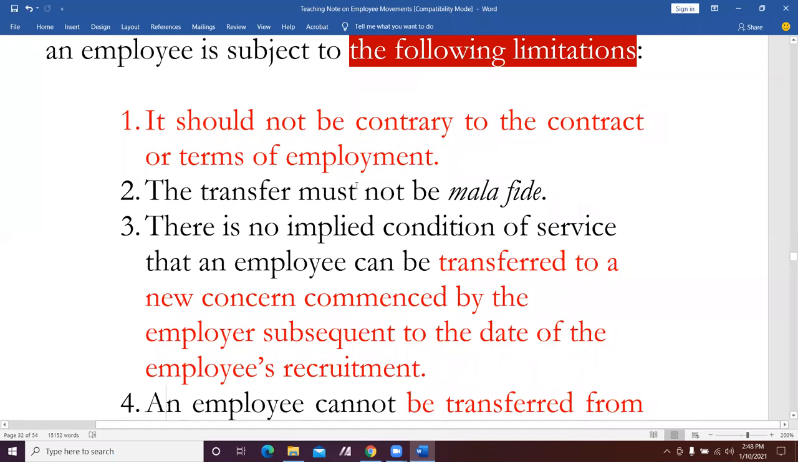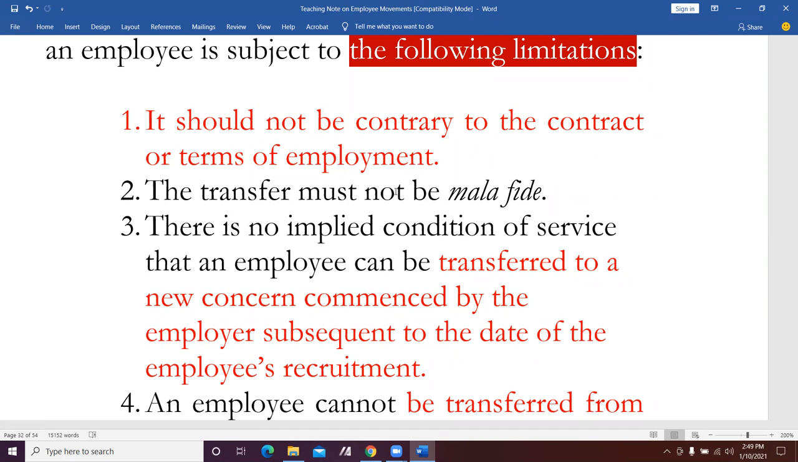The transfer must not be malafide. There are maybe two ways of pronouncing malafide. It's okay, don't worry about pronouncing. We are Sri Lankan, this is Sri Lanka. As long as we give the meaning, and the other person gets the meaning that I want that person to get, then no problem. But if you don't get the meaning that I want you to have, then there's a problem. Then we must be serious about pronouncing all these things.